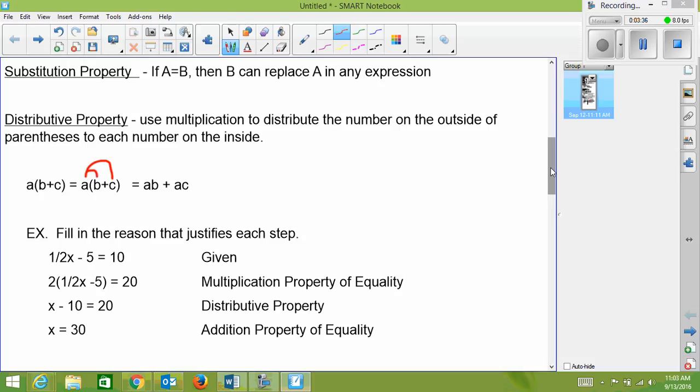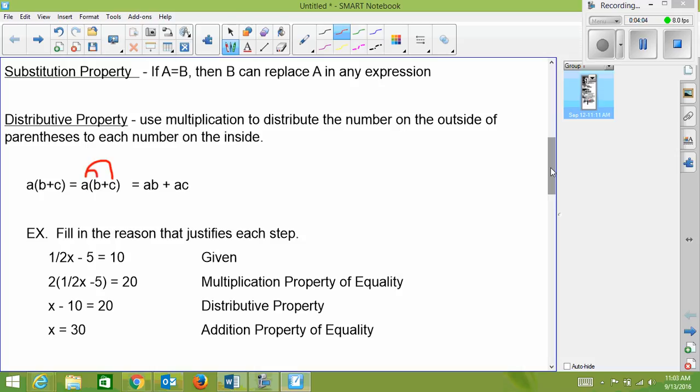So 1/2 x minus 5 equals 10, that's given. That's just the problem that I started with. Then when I go to the next step and it says 2 times 1/2 x minus 5 equals 20, what did I do there? How did I get there from my first step? I used the multiplication property of equality. I took both sides times 2, and I ended up with the same answer, okay? Then the next step, I go x minus 10 equals 20.